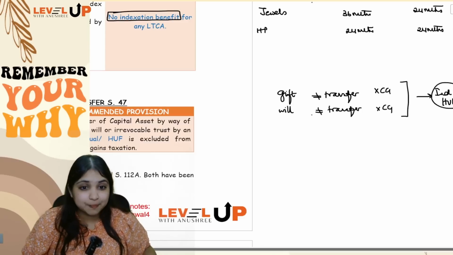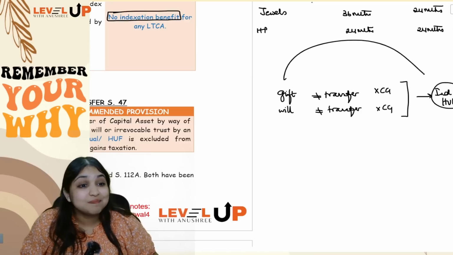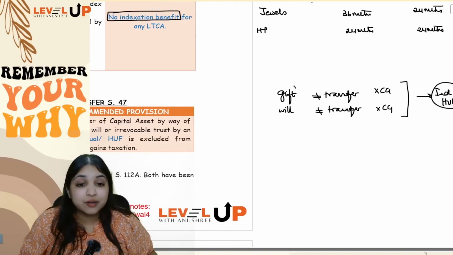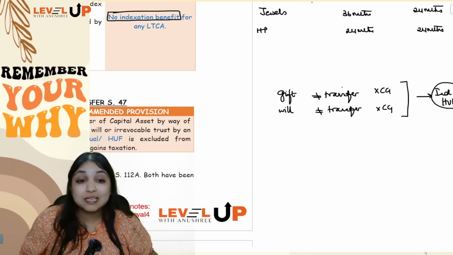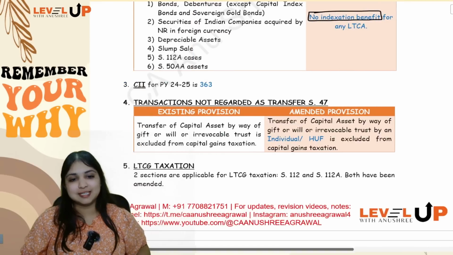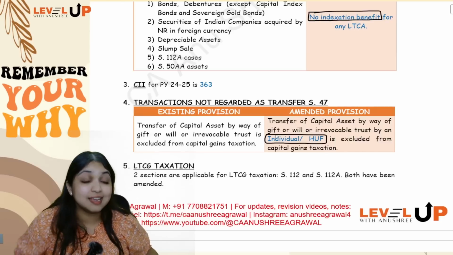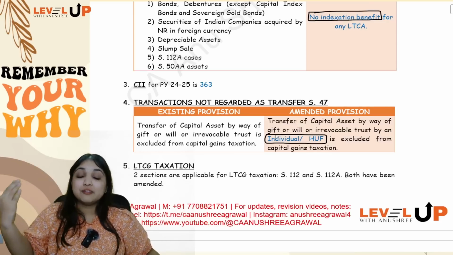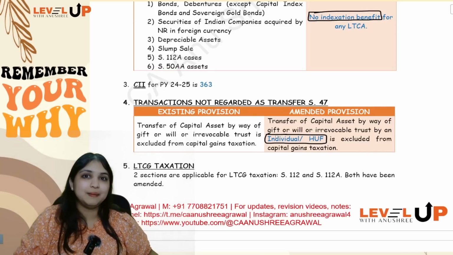The logic is pretty simple. For gift, there is a precondition of natural love and affection which can be expected only out of an individual or HUF. So the amended provision is that if an asset is being transferred by way of gift or by way of will, you will say it is not a transfer. You will say that there is no capital gains only if assessee is an individual or HUF. If assessee is any other assessee, it will be considered as transfer. Even gift will be considered as transfer. Like if a company is gifting its shares, it will be considered as transfer. There will be capital gains.